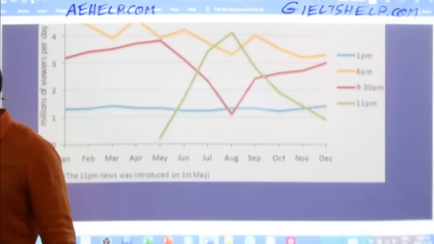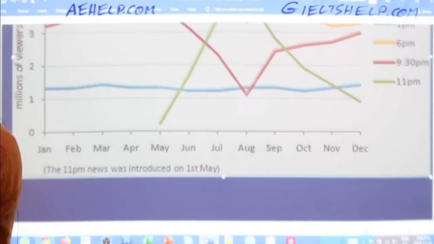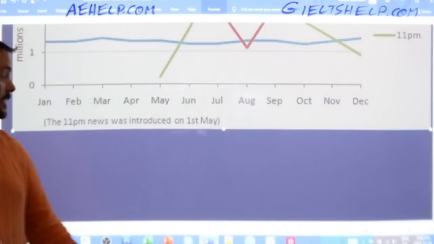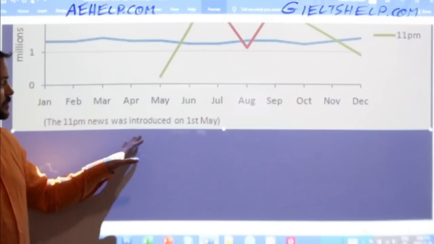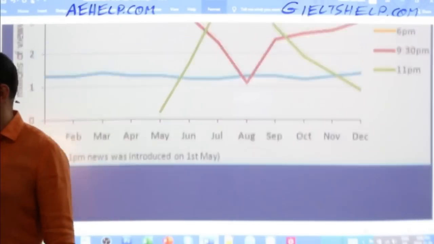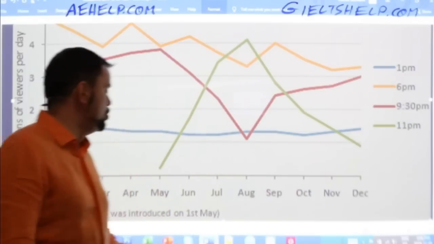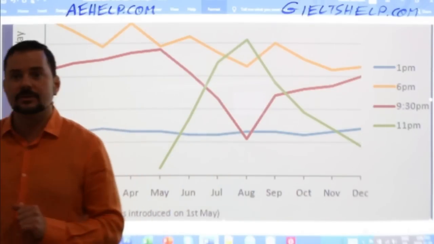And then a little bit more here in parentheses. It's an important little note. It says, the 11 p.m. news was introduced on the 1st of May. Okay, so that's the green line of the 11 p.m. news. There we have it. Okay.